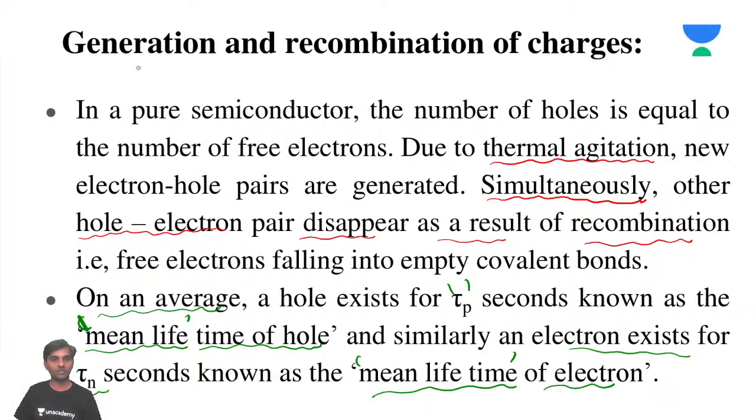And we have discussed something called generation and recombination of charges. Due to thermal agitation, electron and hole pairs are generated. And at the same time, parallelly they will disappear. So some new electron hole pairs are forming, and some of the old ones are disappearing.